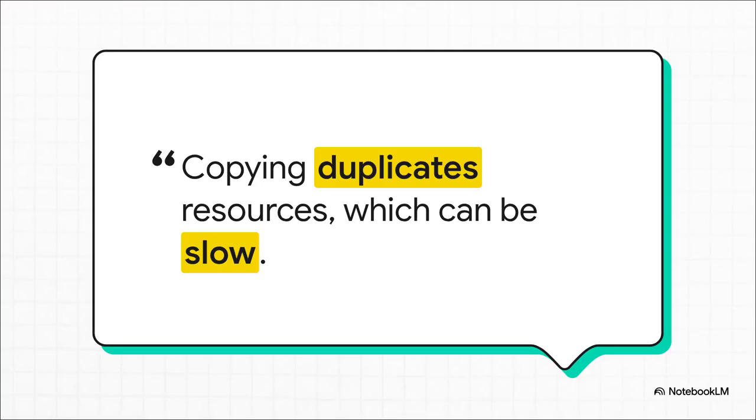Think about it this way. Copying an object that holds a huge file or a massive list of customers means you have to allocate all new memory and then painstakingly replicate every single piece of that data. It's slow, it's resource-intensive, and a lot of the time it's totally unnecessary, especially if the original object you're copying from is just about to be thrown away anyway.